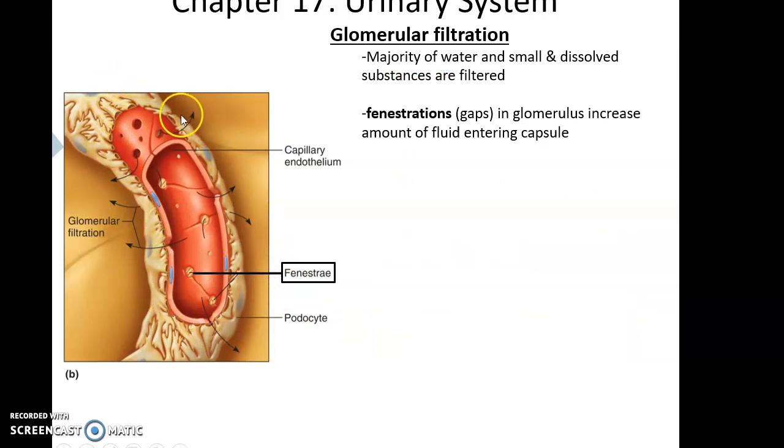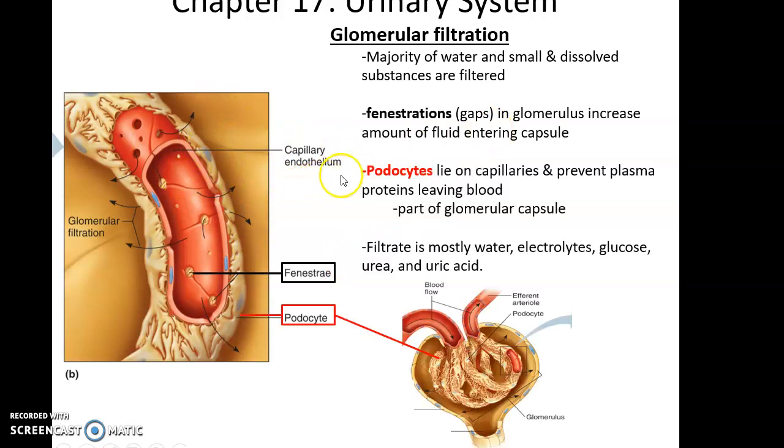So when we look at the filtration structure, we see that we have, of course, the capillary, the glomerulus, that has fenestrations, little openings to allow fluids to easily leave the bloodstream. And then we also have on top of the glomerulus the podocytes. Podocytes are cells, part of the glomerular capsule. They're the inner layer of the glomerular capsule, lying directly on the capillaries, lying directly on the glomerulus.